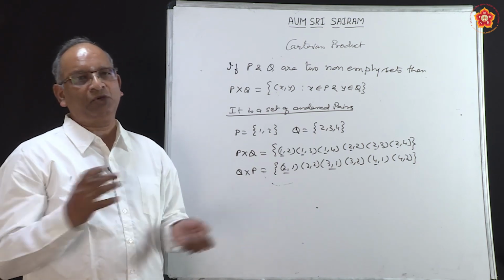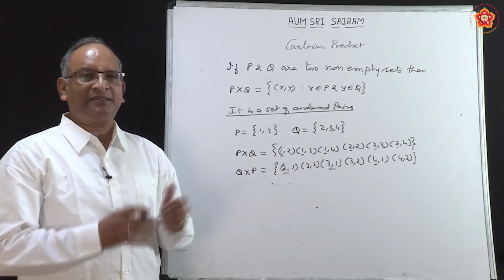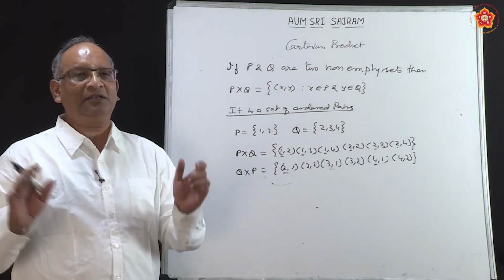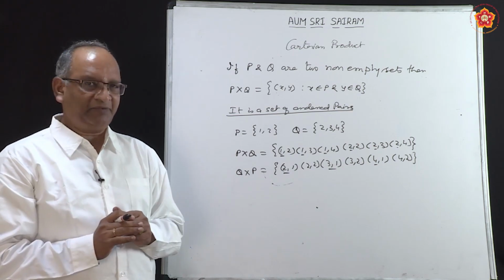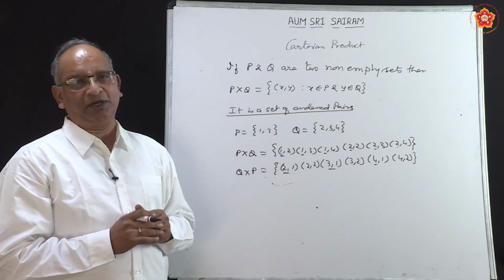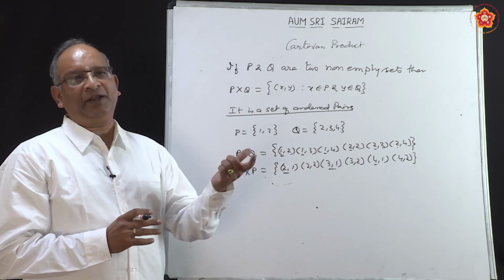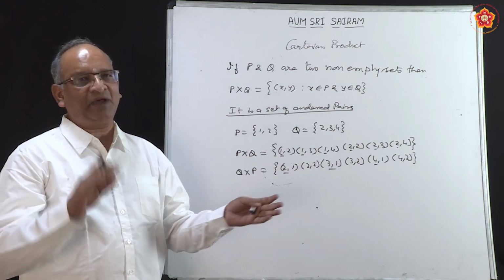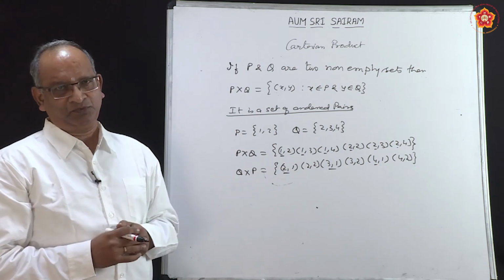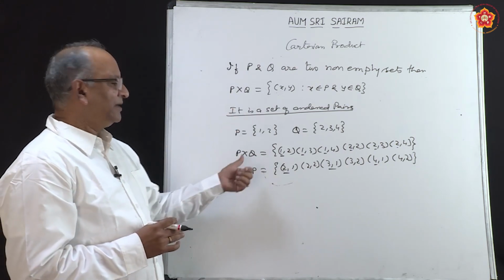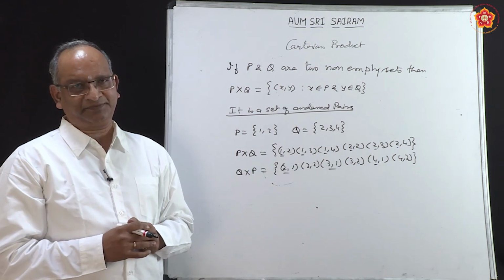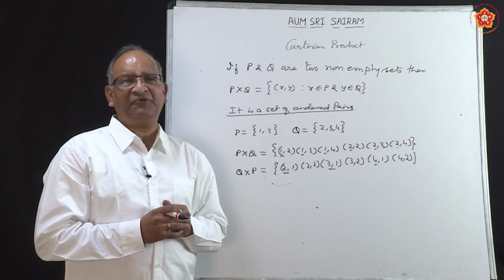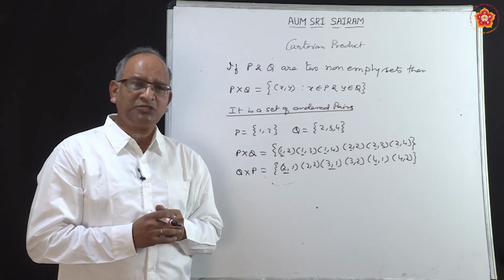If P and Q are two non-empty sets, then P cross Q is a set of all possible ordered pairs. In other words, P cross Q is equal to, in set builder form, an ordered pair (x, y) such that x belongs to the first set P and y belongs to the second set Q. So, this is how we define Cartesian product. Simultaneously, when we are defining Cartesian product, we can also define relation.